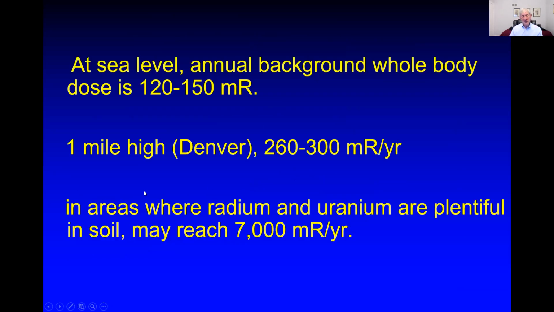Now, what about people in Denver? These numbers are very old, by the way, and they're wrong. This top number at sea level should be about 300. This number at Denver is more like 600. And there are 3 places on Earth where the background is so high that people can pick up 7,000 millirems per year. One of them is in Iran, one of them is in India, and one of them is in Brazil.